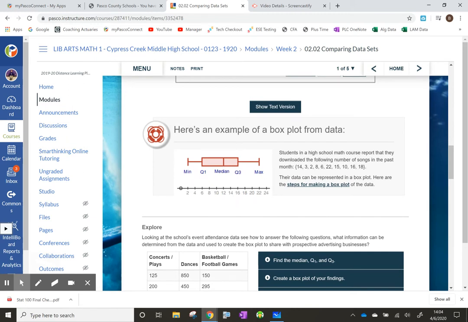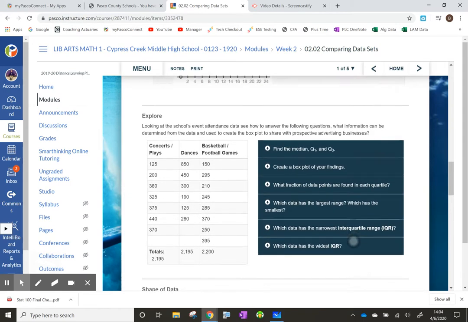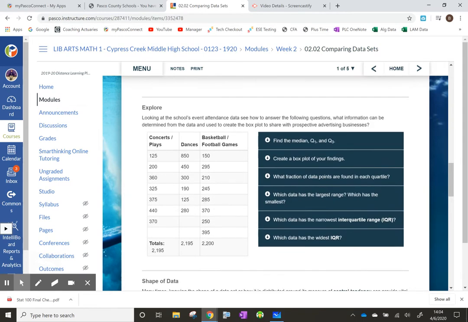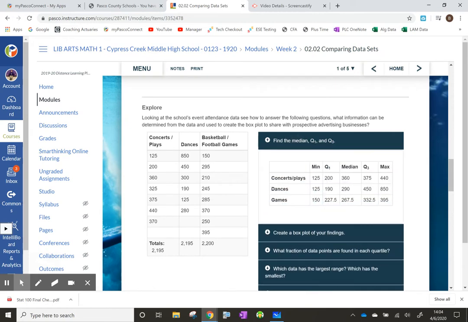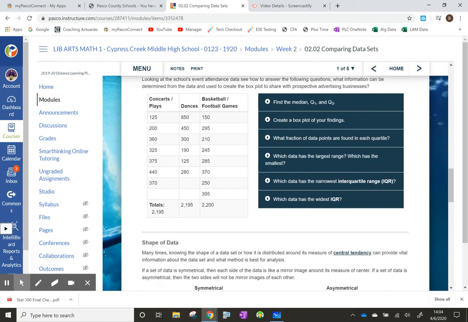Okay, so there you can see a box plot on a number line for that data set. I obviously showed you the one for the video that they gave you. For concerts and plays, dances, and basketball and football games, you have 3 sets of data that you're going to make 3 box plots for. So let's just take one set of data and not do all 3. Let's take concerts and plays.